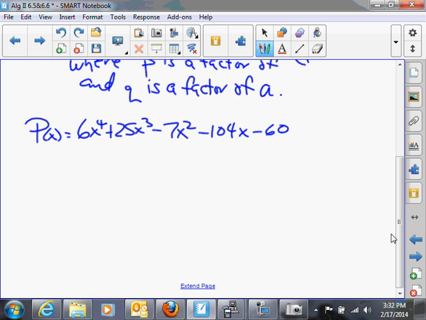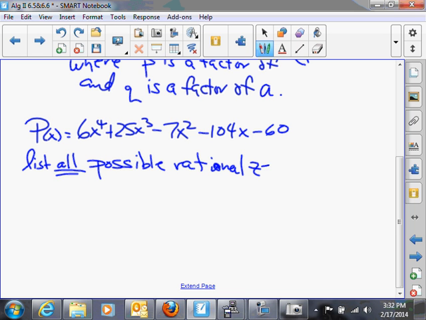Now, there are a couple of different questions that you're going to be asked. One question, and this is kind of an important question to pick up on, is list all the possible rational zeros of p of x. Now, if they ask us to do that, and you got to look for the word possible, list all the possible rational zeros of p of x.